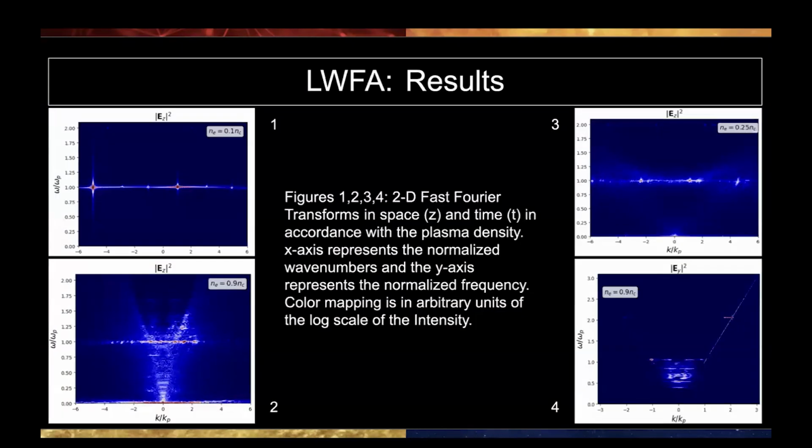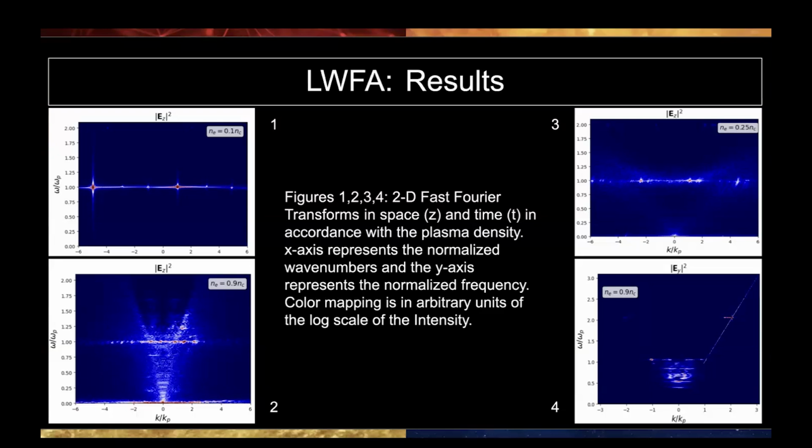Some other results in a 2D graph. The 2D fast Fourier transforms in space are shown in figures 1, 2, 3, and 4 in relation to the plasma density. The X-axis represents the normalized wave numbers, and the Y represents normalized frequency. In graph 1, we can see 0.1 times the near critical density, and we can see very sharp plasmons at the value of 1 for the normalized frequency. The main plasmon here is at around -5 normalized wave number.